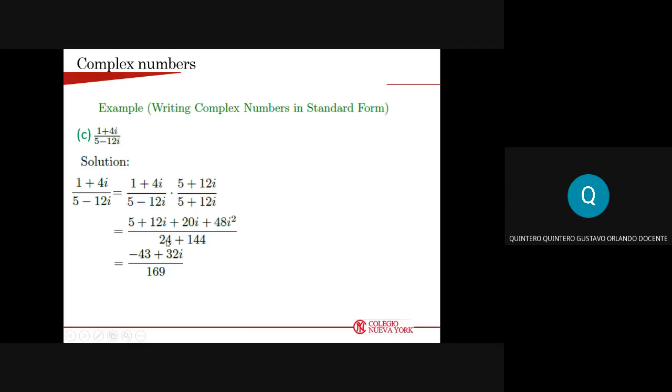This is a 25, all right? And if you do this operation, you will have -43 plus 32i. Split the values, and we have our solution. Just like that. Another one.